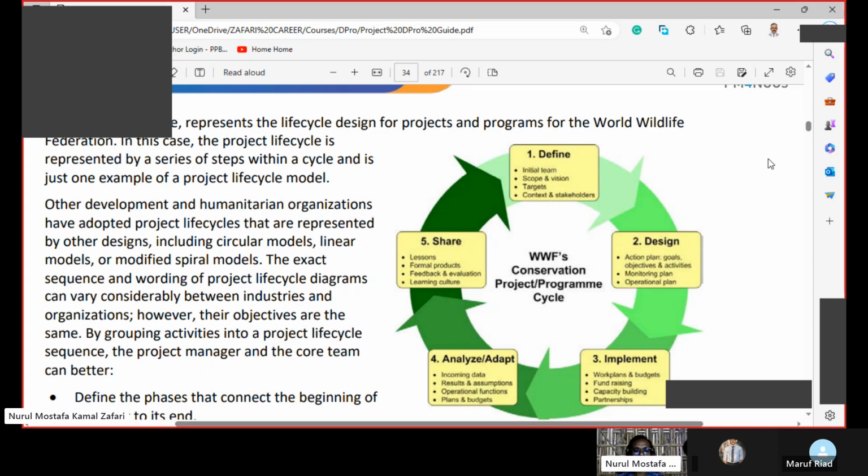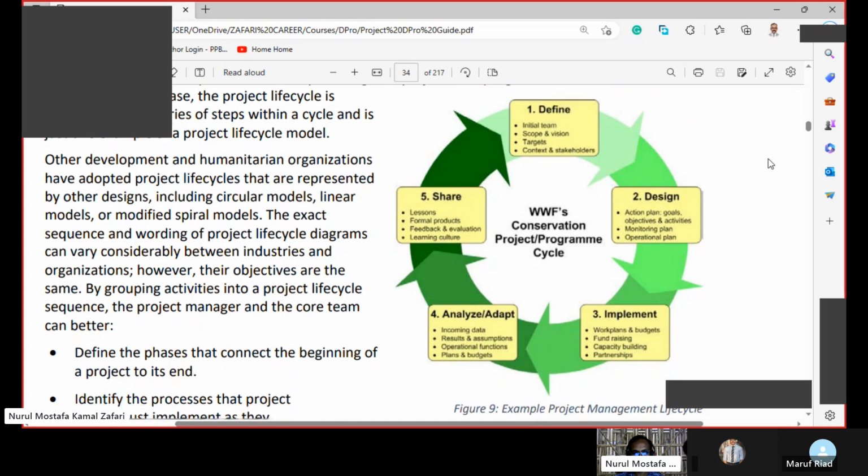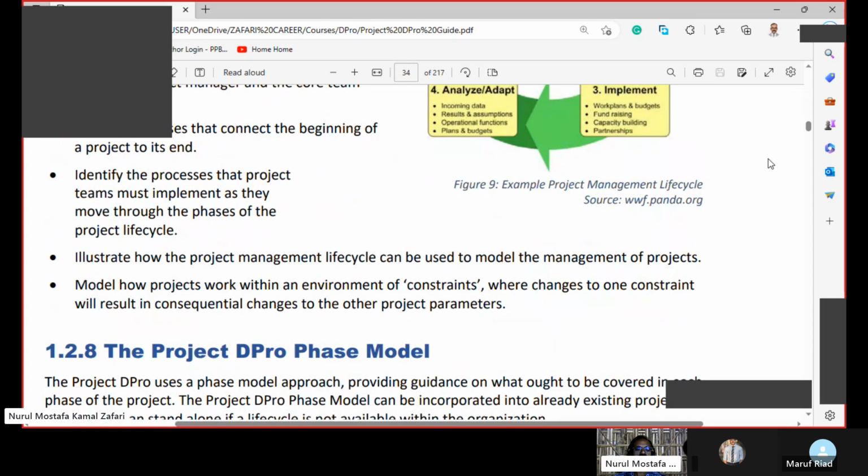By grouping activities into a project life cycle sequence, the project manager and the core team can better define the phases that connect the beginning of a project to its end, identify the processes that project teams must implement as they move through the phases of the project life cycle, illustrate how the project management lifecycle can be used to model the management of projects, and model how projects work within an environment of constraints where changes to one constraint will result in consequential changes to the other project parameters.